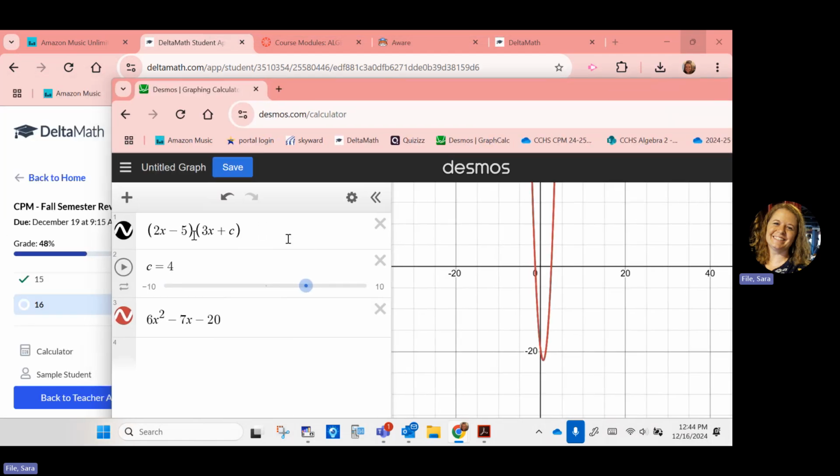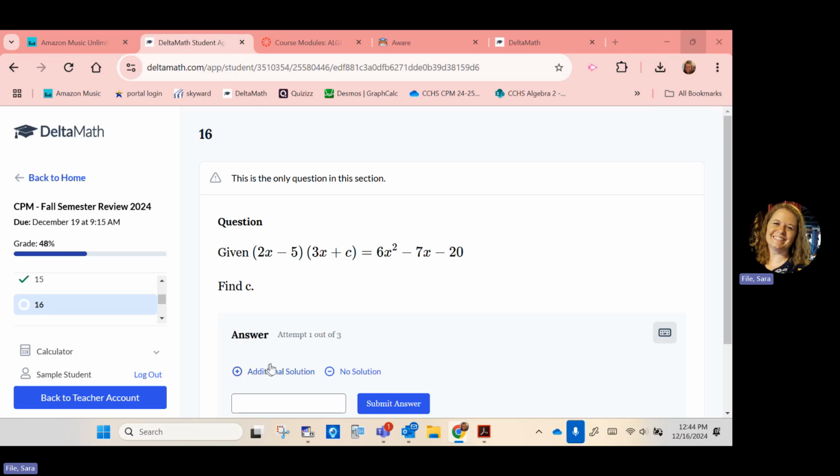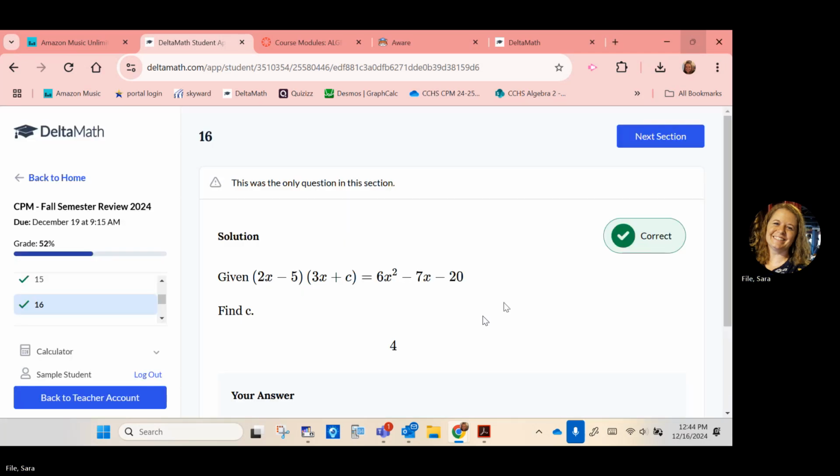So you can set the left side as an expression in Desmos and the right side and just move this slider for C and see what C value would make them the same. What C value would make the left equal the right. And in this case, it's 4.